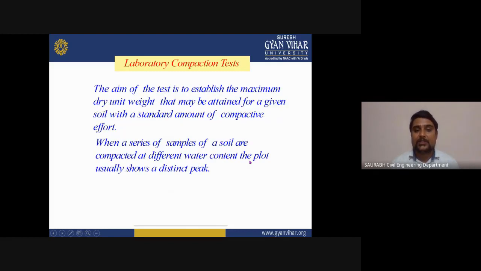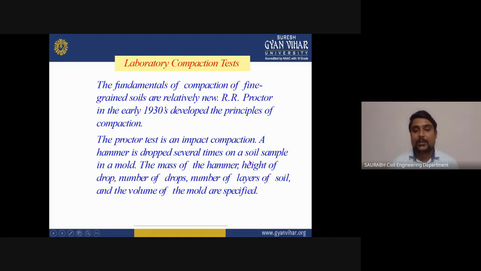The aim of the test is to establish the maximum dry unit weight that may be attained for the given soil with the standard amount of compaction efforts. When a series of samples of soil are compacted at different water contents, the plot usually shows a distinct peak. The fundamental of compaction of fine-grained soil is relatively new, which we know as the Proctor test, which was developed in the 1930s for the principle of compaction.